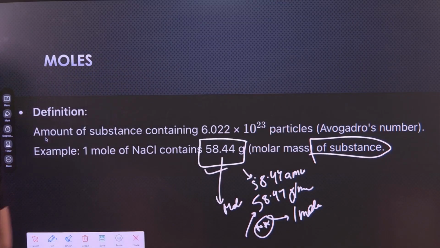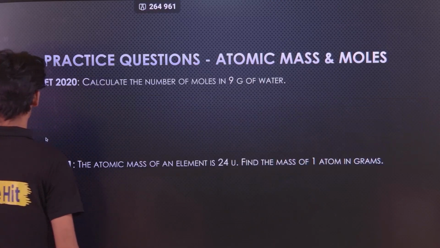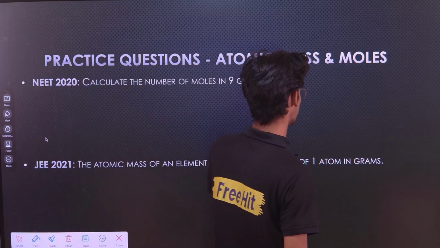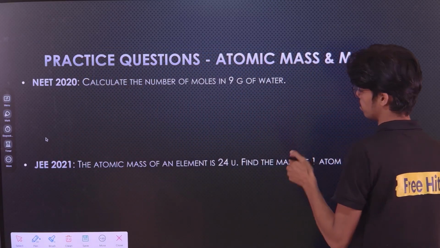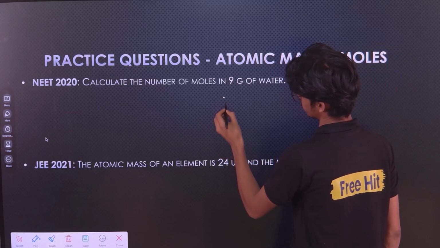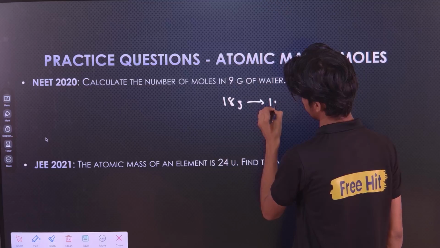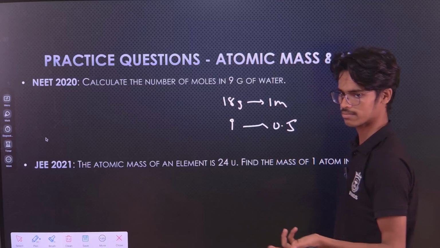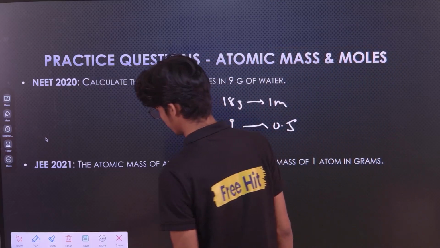Now let's do some practice questions. These are very easy questions. Calculate the number of moles in 9 gram of water. What is the mass of water? Tell me. Molar mass of water is 18 gram. 18 gram is 1 mole. So 9 gram is half mole. Simple. That's it. Nothing difficult.